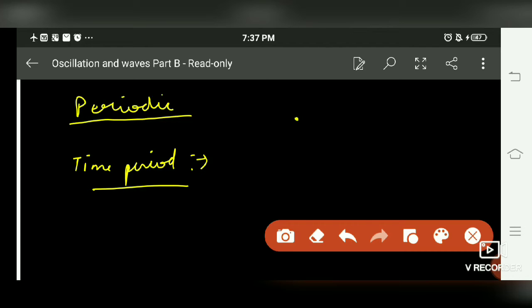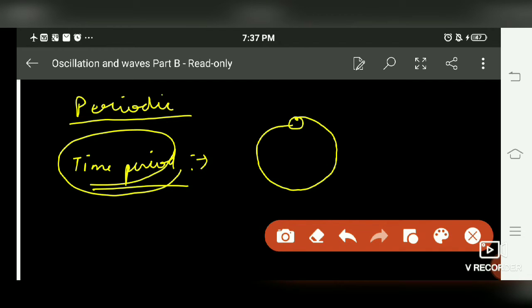Like if Earth is rotating around the Sun, the time it takes to complete one revolution, that is called the time period of its motion. It is represented by the symbol T and its unit is second.